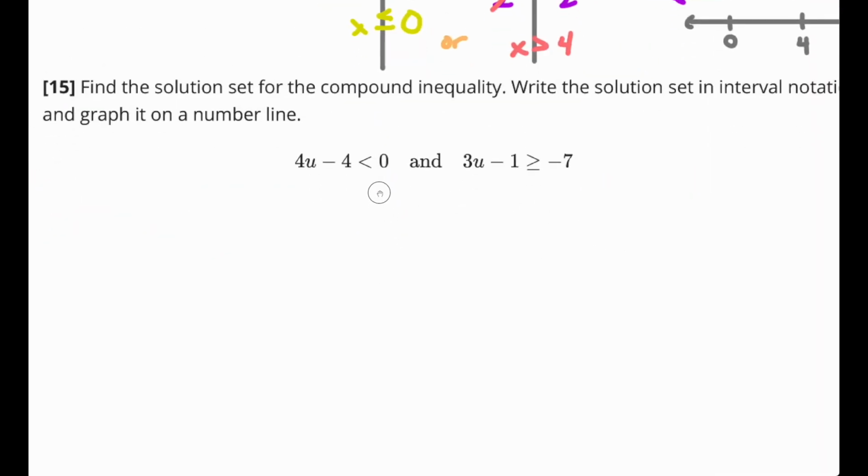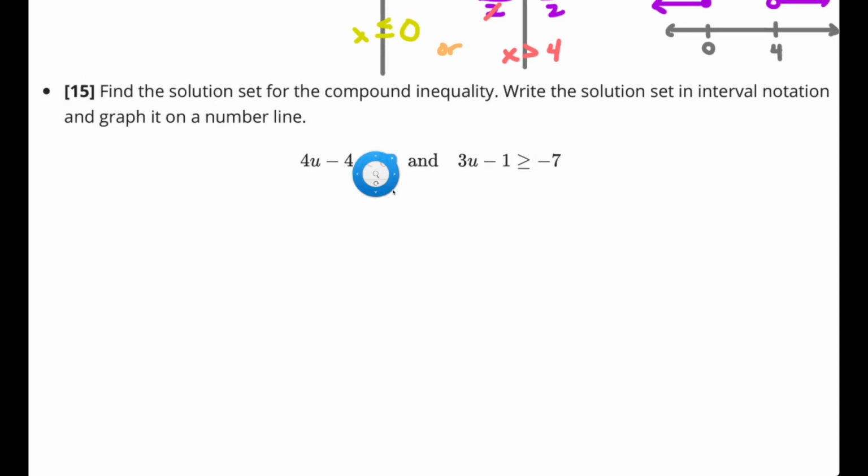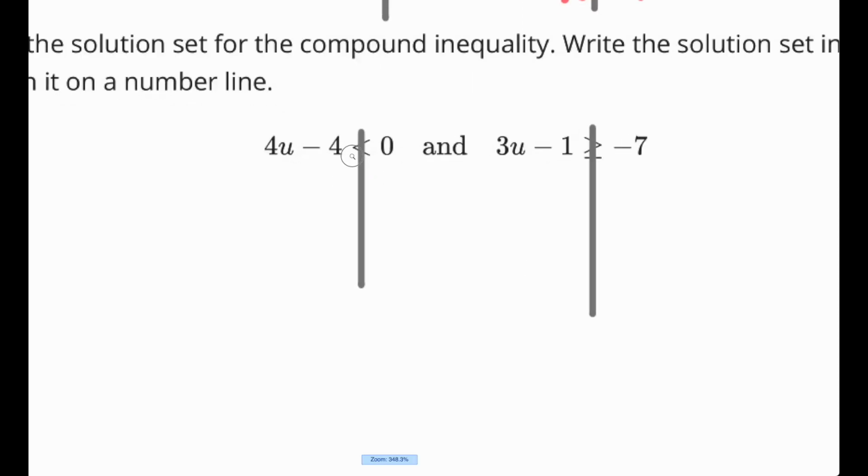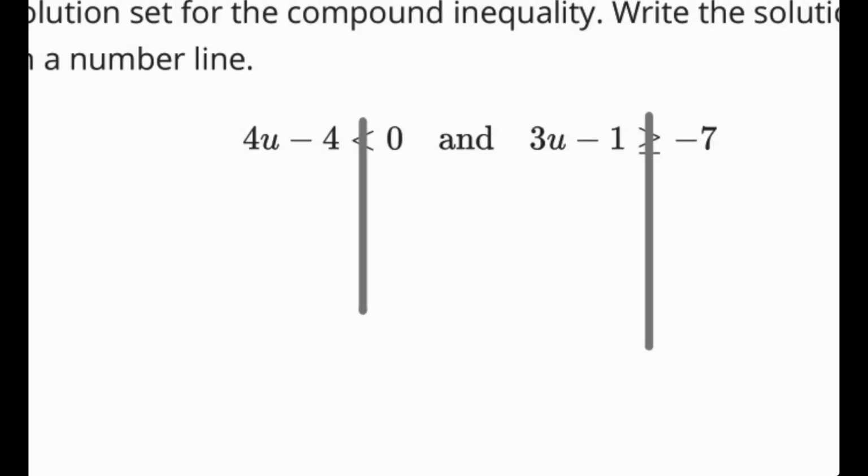And last but not least, we have number 15. Again, find the solution set, write the solution set in interval notation, and graph it on the number line. This one has an and on there, so hopefully there's an overlap here so we can figure out what the answer is for this. So first thing I'm going to do here, divide these up. Same with over here. I'm going to divide everything by 4 again.